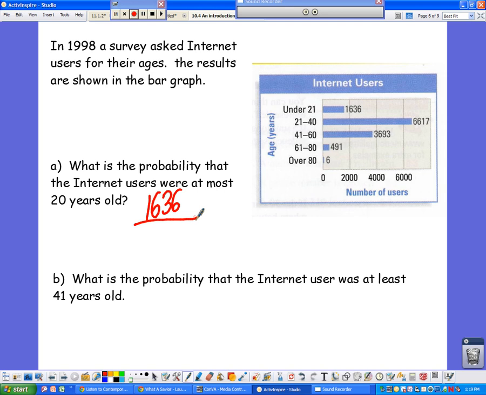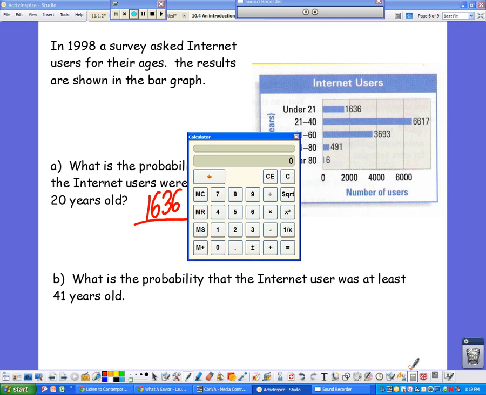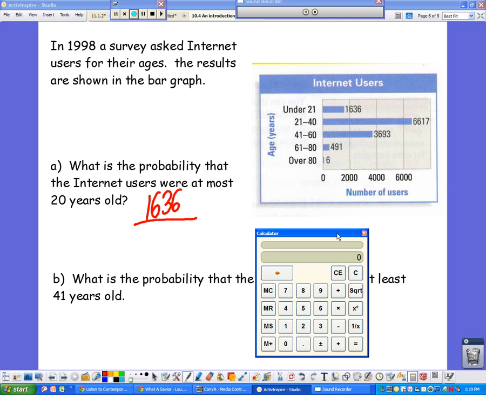Now to get our total, because our total is, we've got 1,636 under 21. 21 to 40 years old was 6,617. 41 to 60 was 3,693. 61 to 80 was 491. And the ones over 80 were 6. So what you actually need to do is, when we're looking at this, we need to find out how many total users were included in this survey. So simply all we're going to do, because remember probability is the possible outcomes over the total.